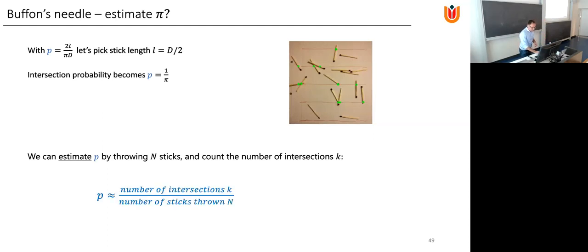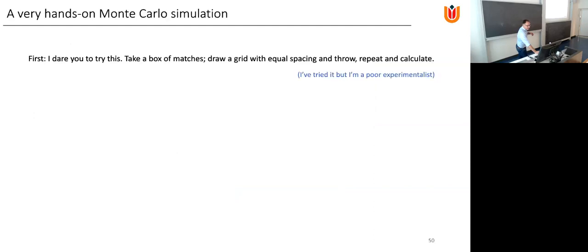Yeah, exactly. So the estimated P would then be the ratio of the total number of sticks that we throw divided by the number that actually intersected. Okay, try this. It's really fun.